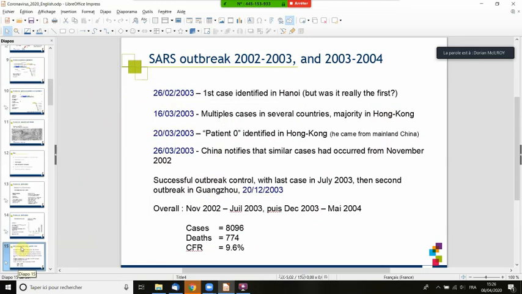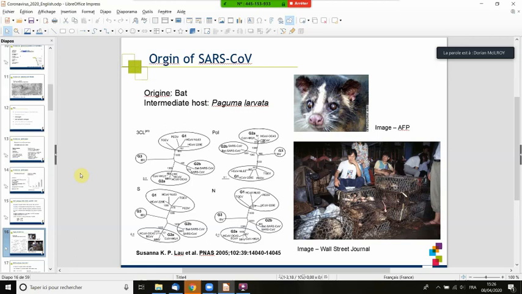So what you've got is a virus here that's less transmissible and more pathogenic, and that was easier to control, in fact, because people got very sick. It was very easy to identify cases, and it was easier to control the outbreak. Okay, what about something about the origin here?